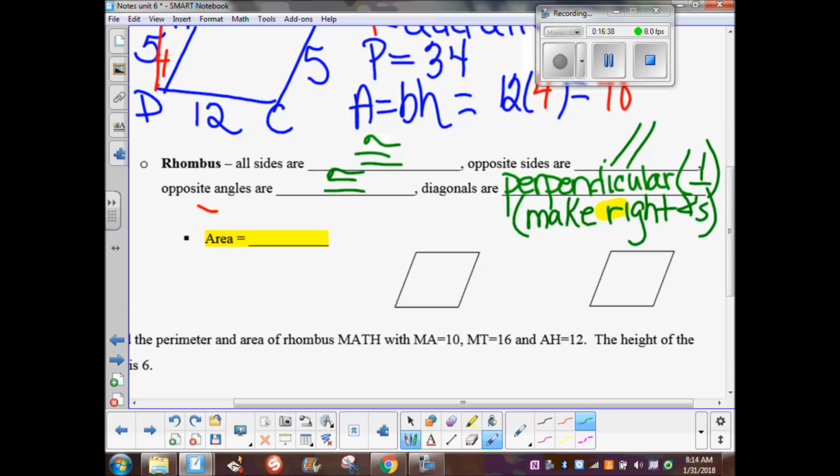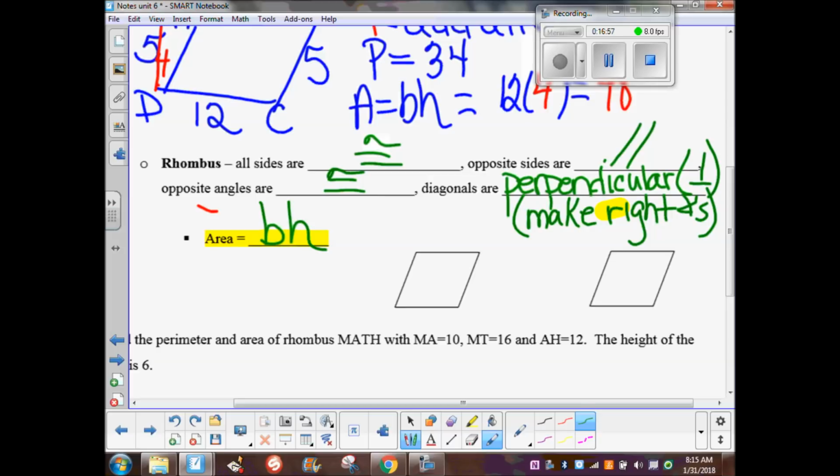Area again, what do you think? Still a quadrilateral. Base times height. Okay, so we've got some pictures on our paper.